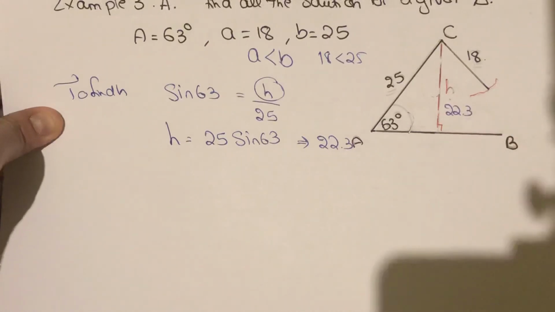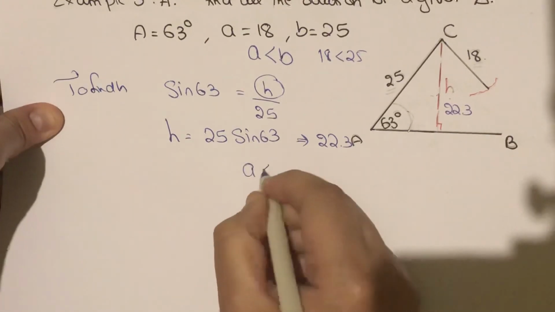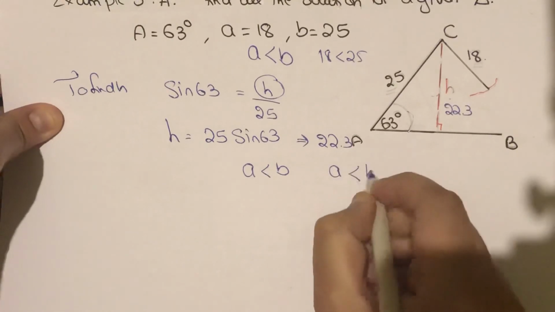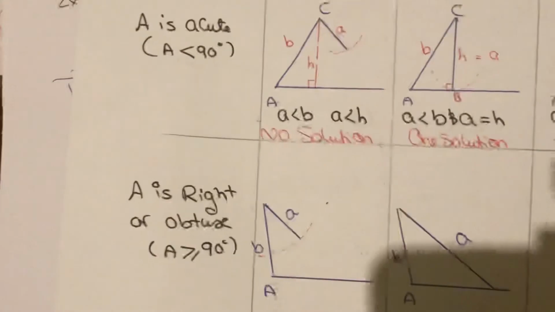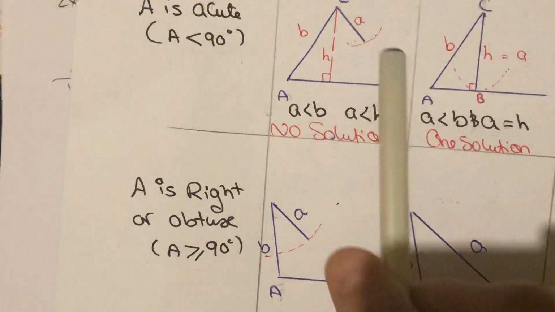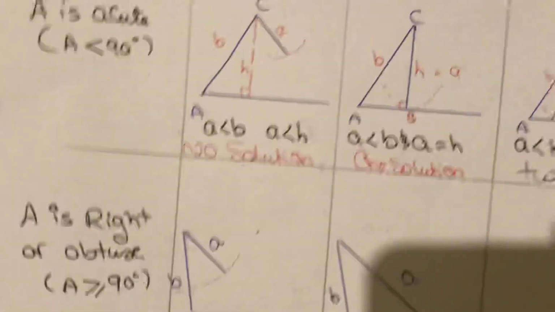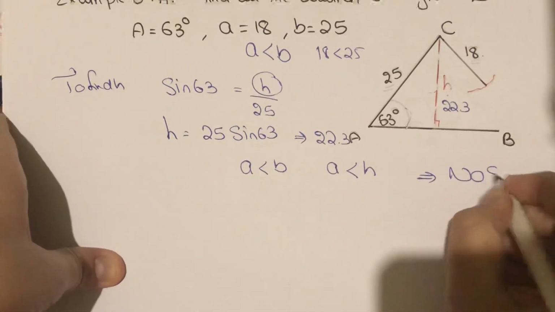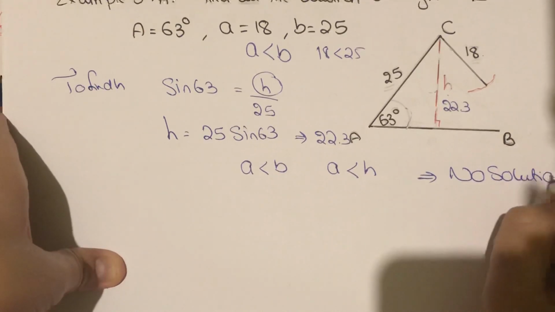So I realized that A is less than B at the beginning, and now I also realize that A is less than H. I will go back to this table and see. This is the first case, where A is shorter than B and A is shorter than H, and no way am I getting any triangles in this case. So you can just write no solution, and this is the end of this question.